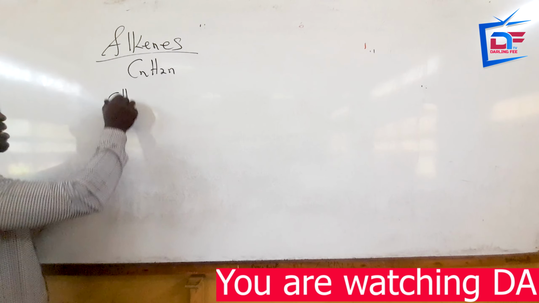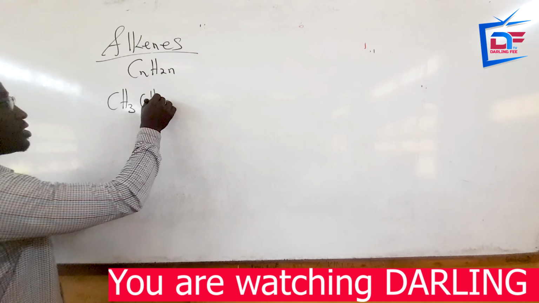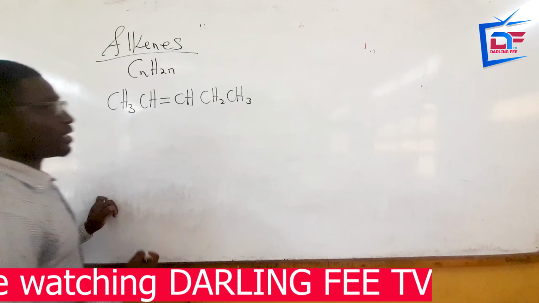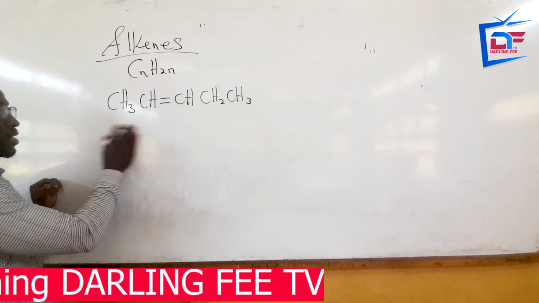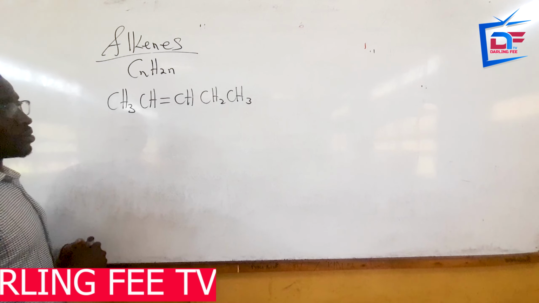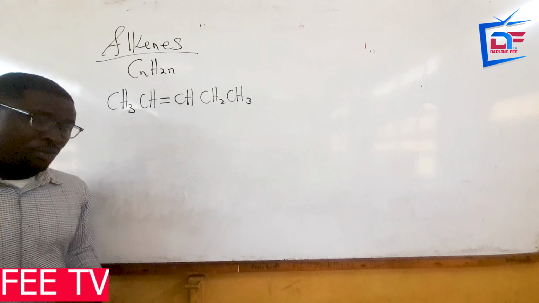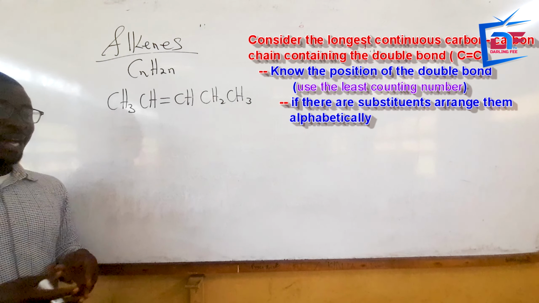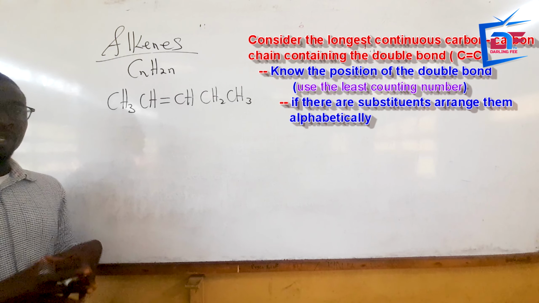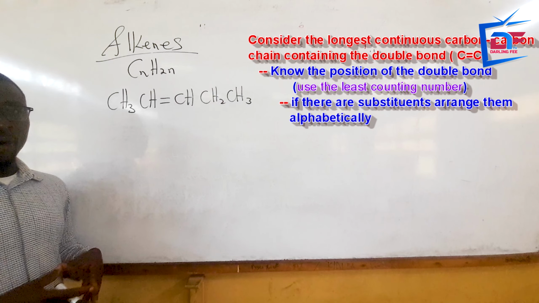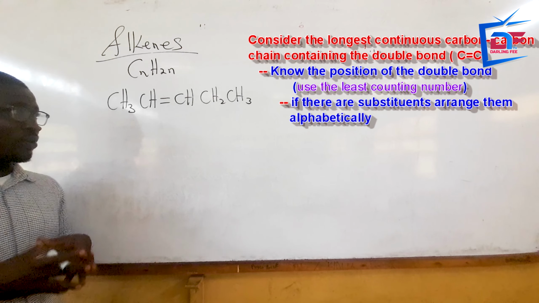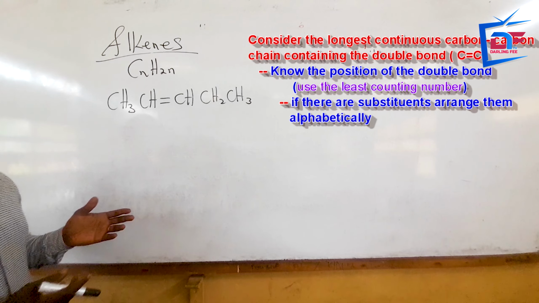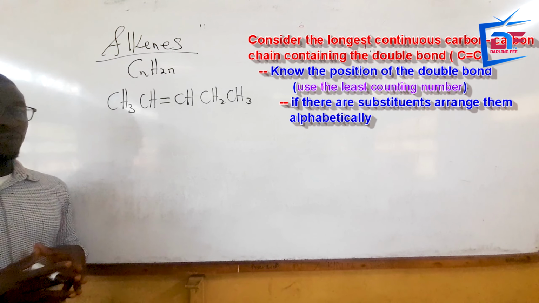Alright, so now let's pick some examples. So we have CH3, CH double bond, CH2, CH3. We can also pick another one. Okay, now let's finish with the first one. According to the rule for naming alkenes and alkynes, we'll talk about alkynes later. The rule says that we are to identify the longest continuous carbon-to-carbon chain containing the double bond. Once again, identify the longest continuous carbon chain containing the double bond.